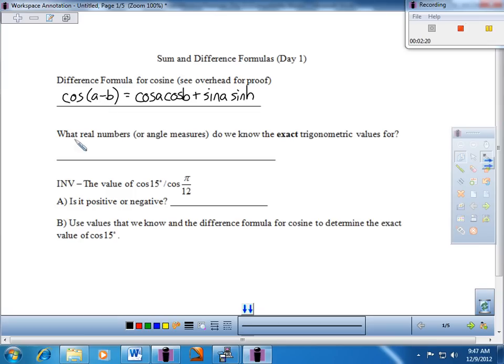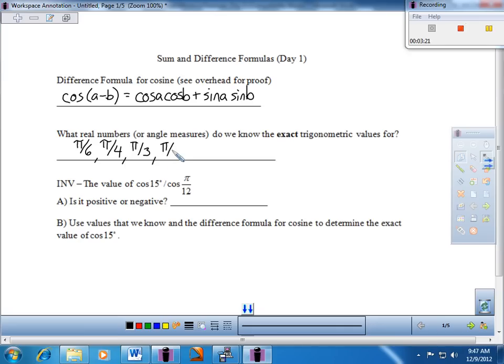So it says what real numbers, or angle measures in radians, of course. What real numbers or angle measures in radians do we know the exact trigonometric values for? Well, of course, we spent a lot of time in the previous unit talking about sine and cosine and tangent, and it's all of them, as a matter of fact, of pi over 6. If I asked you for the cosine of pi over 6 or the sine of pi over 6, you should be able to tell me at this point in time. Pi over 4, that would be another one. We know the exact value. So sine of pi over 4 is exactly the square root of 2 over 2. Pi over 3, of course.